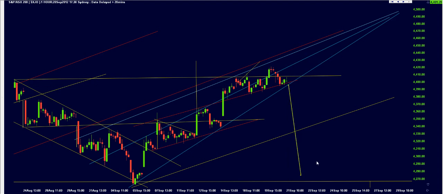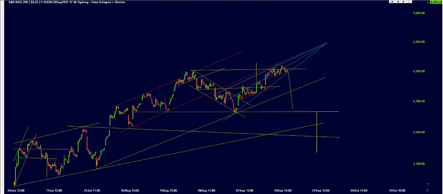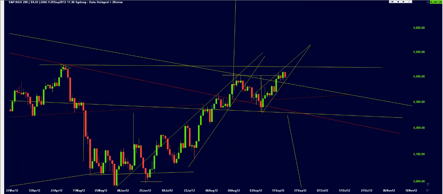Now, the other thing is that we've got this yellow line drawn on the chart, and if I just zoom the chart out a bit, this yellow line here has acted as support, and you'd expect that it may act as support again for a third time. So it'll be interesting to see if we get a bounce here, and we'll just have to track the hourly chart as we go.